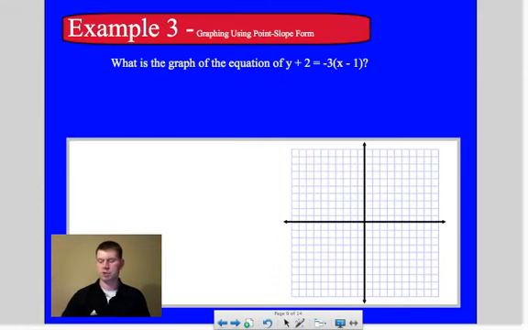Okay, so go ahead and give this one a shot. Make sure you pay attention to your slope. It is negative this time.